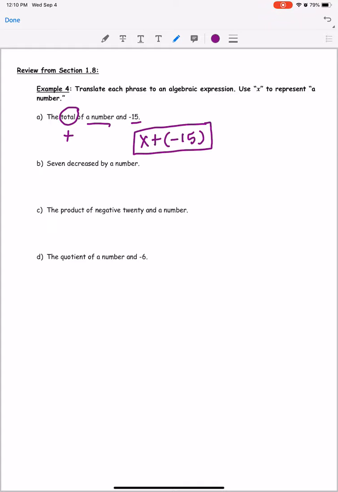7 decreased by a number. Decreased means minus. So we've got 7 minus some number. We're calling some number x.